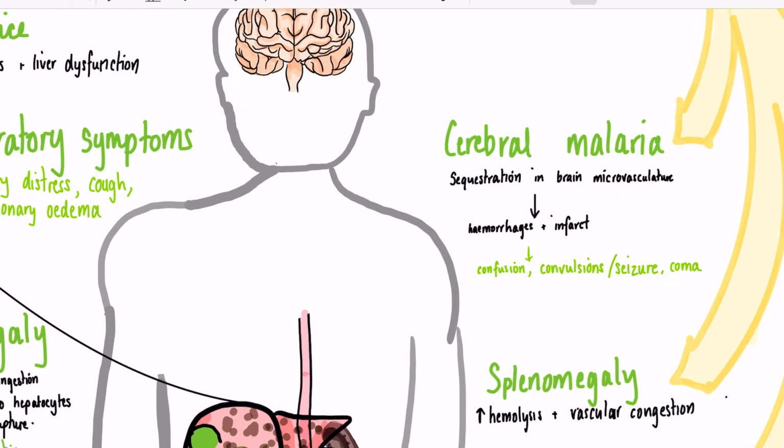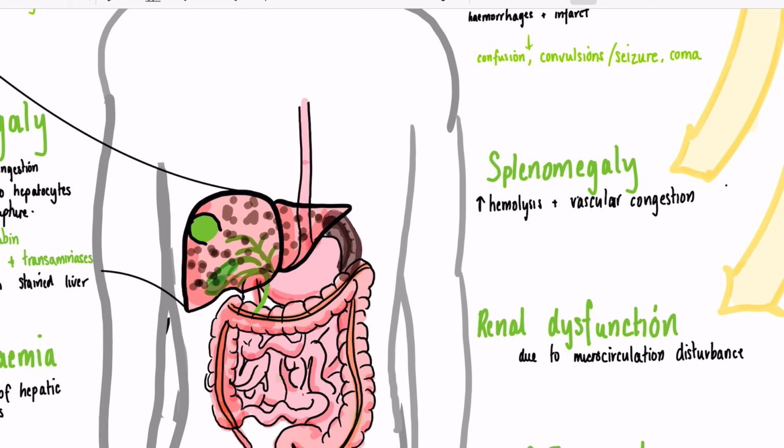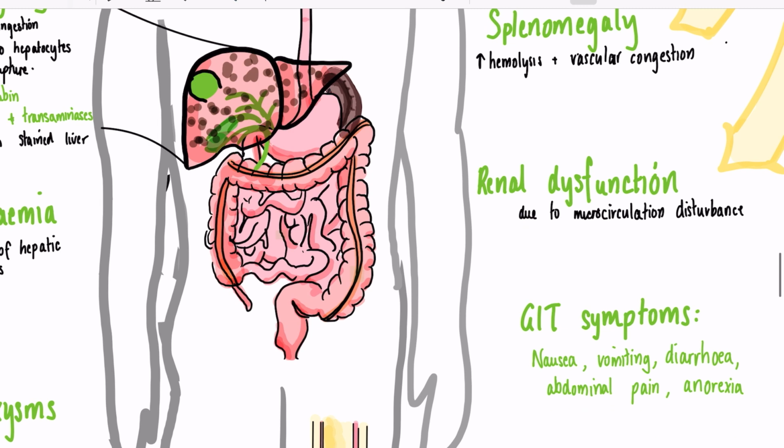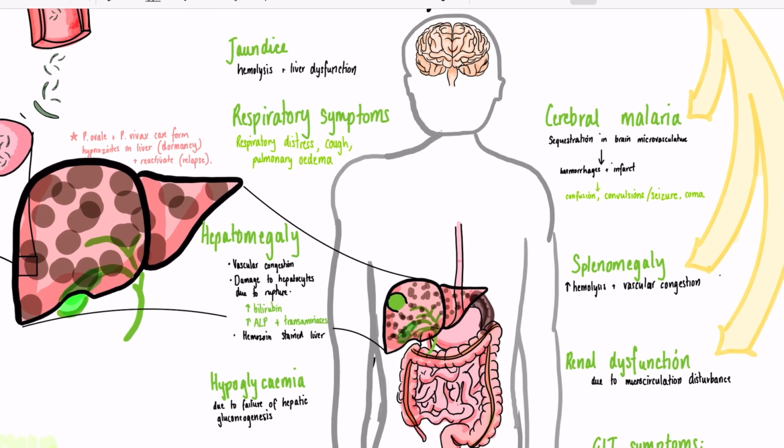So that's one of the reasons that Plasmodium falciparum is especially bad. You're also going to see things like splenomegaly due to increased hemolysis or destruction of red blood cells, and vascular congestion, again due to this rosette formation. You might also see renal dysfunction, again due to microcirculation disturbance caused by rosettes. Oops, I forgot an E. Okay, so those are three things that can happen.